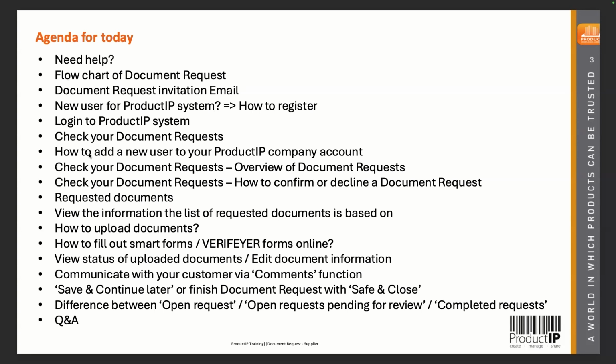If you want to collaborate with your colleagues, you can add new users to your product IP company account. Then the next topic is check your document requests, overview of document requests, and how to confirm or decline a document request. The next item is have a look at the requested documents, then view the information the list of requested documents is based on.